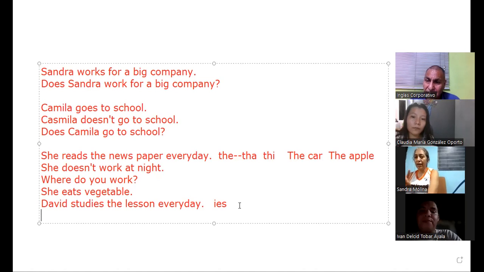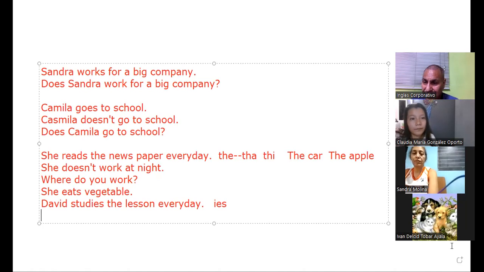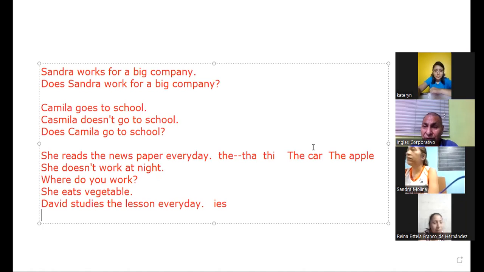And other Roberto works. I have a question, but Roberto works in a hospital or is Roberto works? In the hospital, yes. In the hospital, okay, yes. Thank you. Does Roberto work in the hospital? Roberto doesn't work in the hospital. Okay, very good, excellent, good job, thank you. Okay, ¿quién más me dijo que faltaba? Me. Okay, Catherine, go ahead, please.